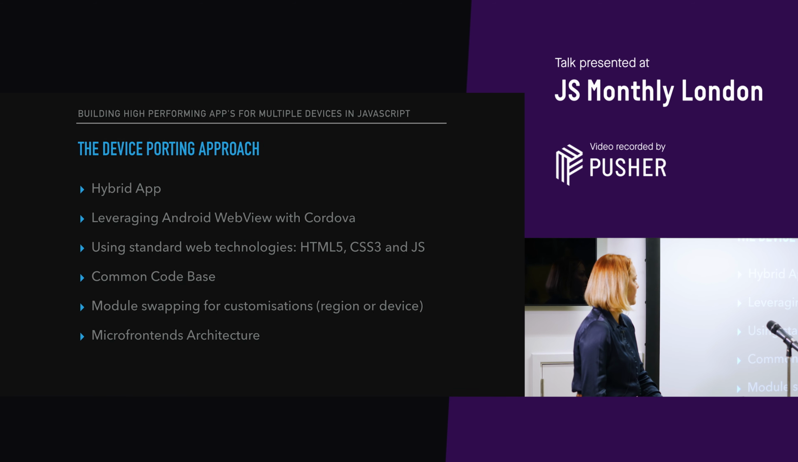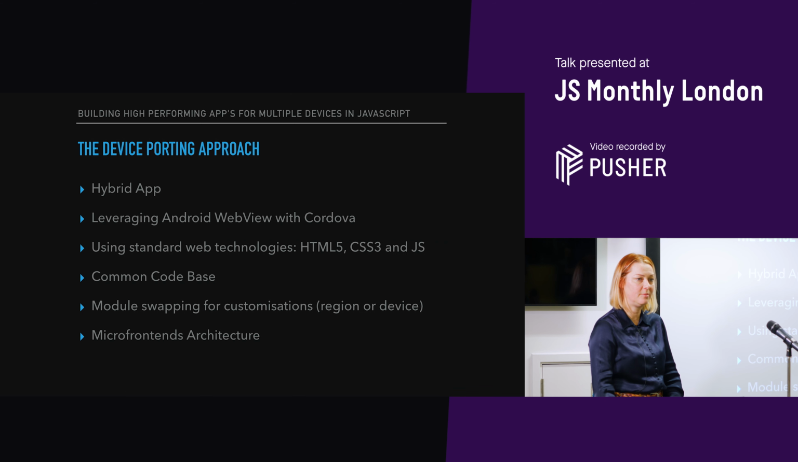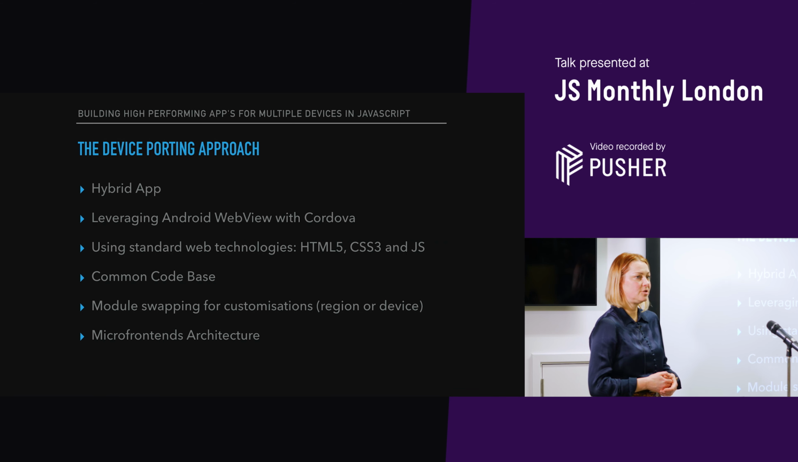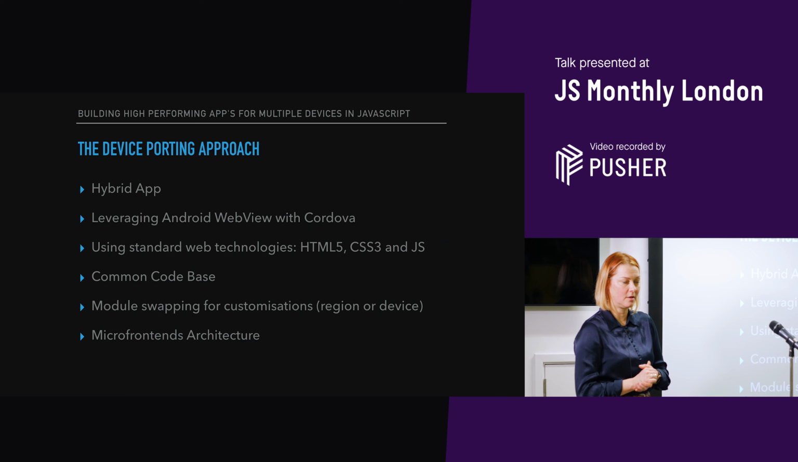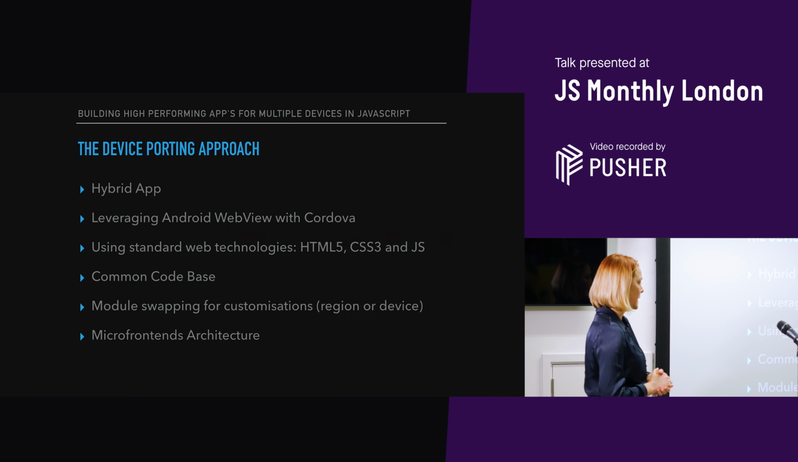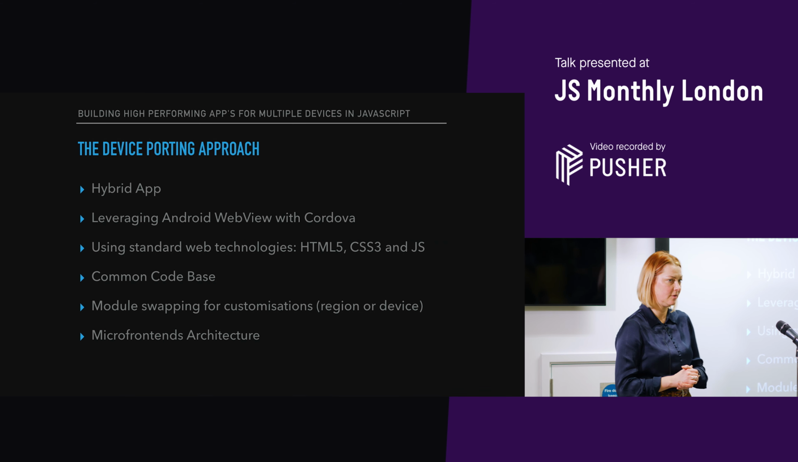And what we did, how we started, we decided to create a hybrid app where we are leveraging the Android web view with Cordova. And again, we are using a common code base using standard web technologies, HTML5, CSS3, and JS. So we have one common code base, and for each device, through different automation scripts and so on, we are creating customizations with module swapping. And I'm going to talk now about this. I think it's quite interesting. We are using micro-frontends architecture.